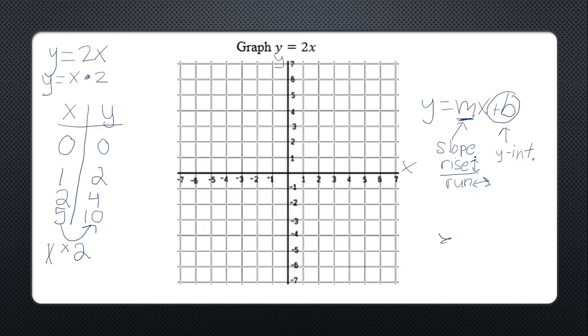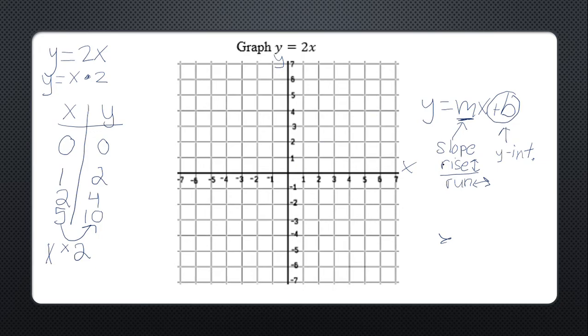The slope tells us how much we rise over how much we run. That tells us how we get from one point to another when we were making the slope triangles. The y-intercept tells us where that point is going to be on the y-axis.